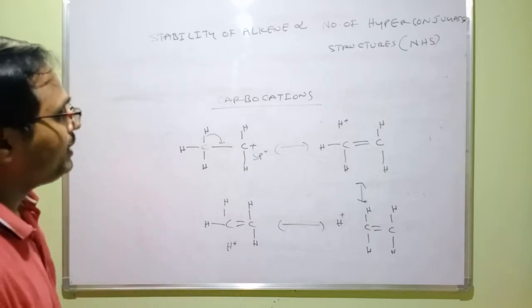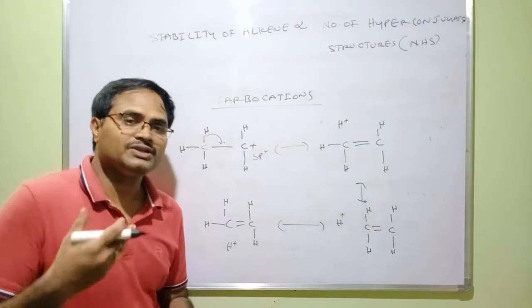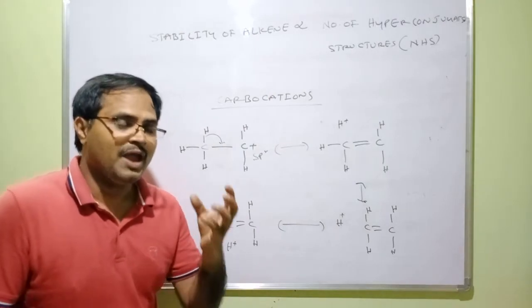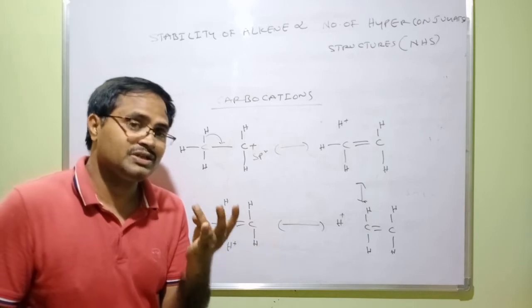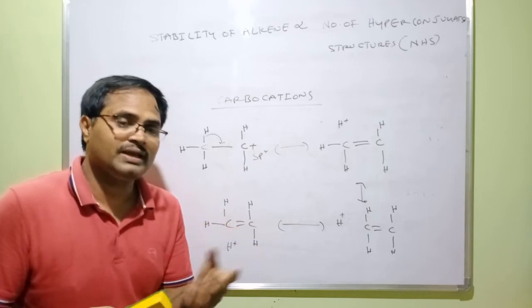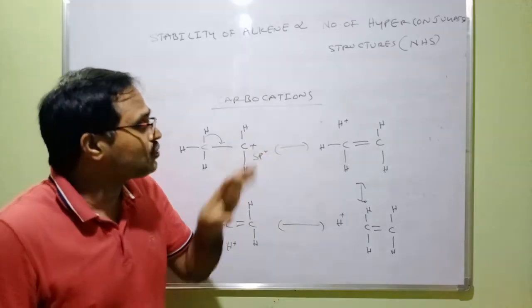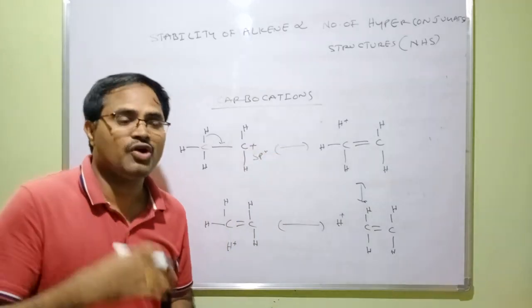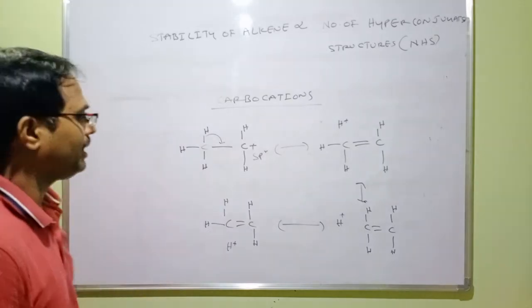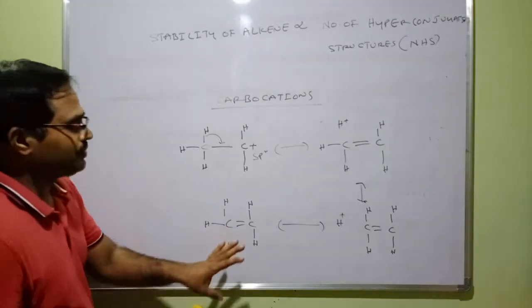Okay. So now, based on this, let me give one example to understand the stability of carbocations. See, hyperconjugation is useful to understand the stability of alkenes and the heat of hydrogenation of alkenes. And now we are also going to understand the stability of carbocations by using hyperconjugation. Okay, that's it.